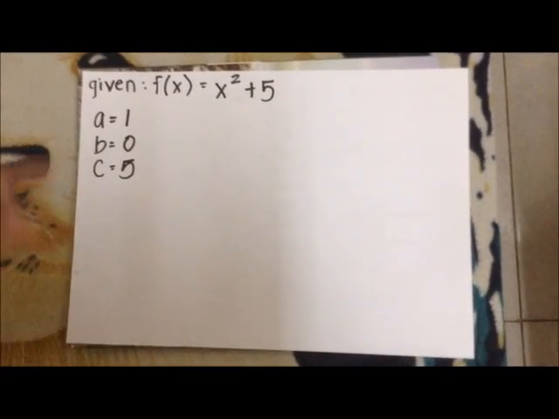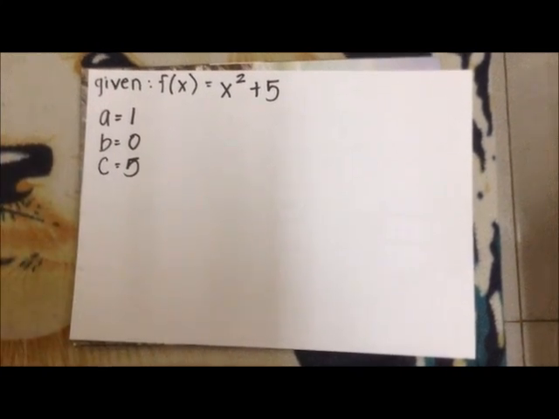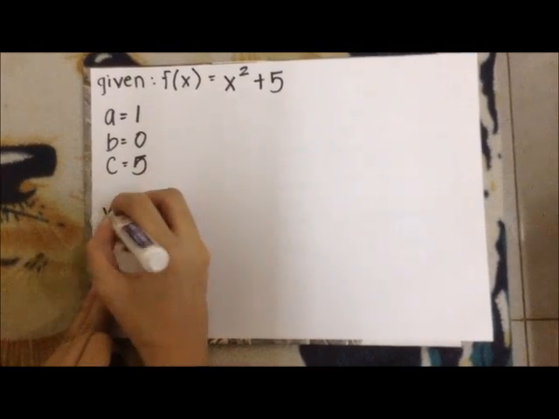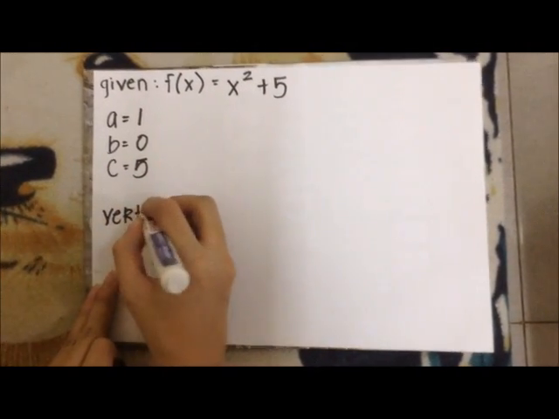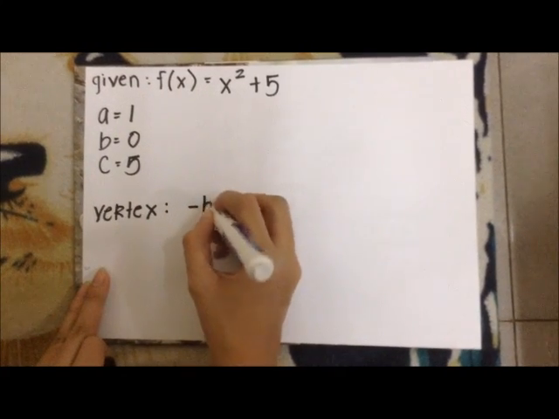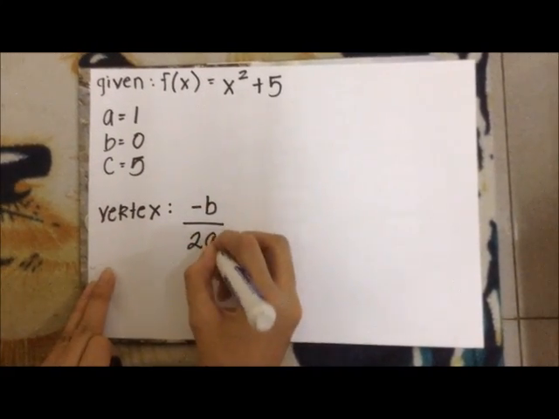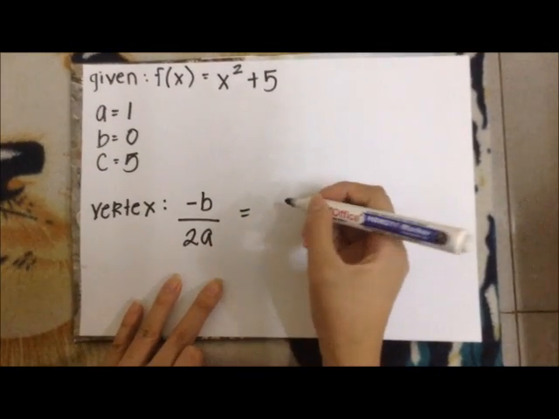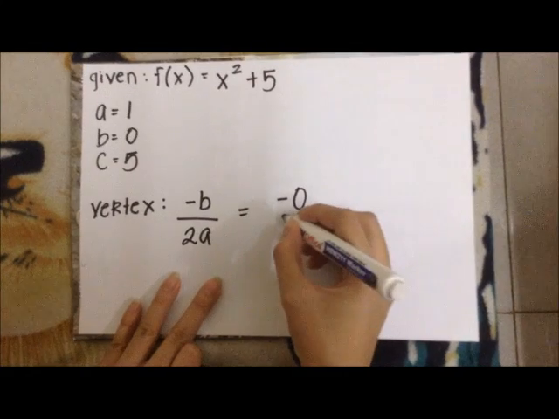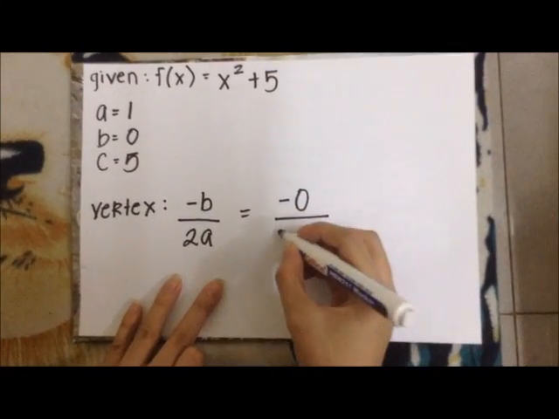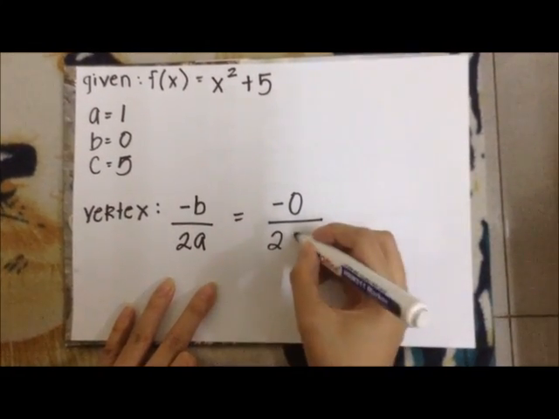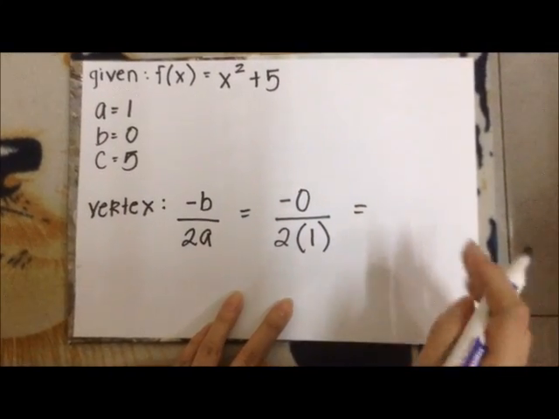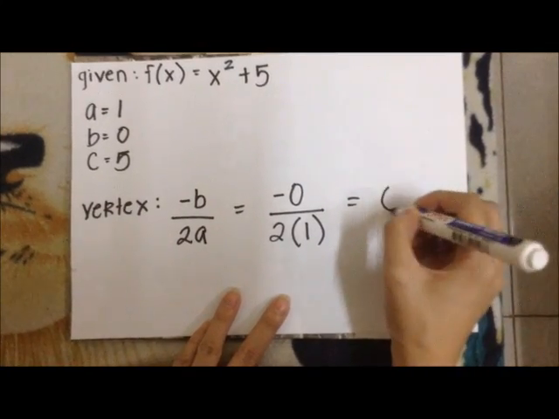Since we now have the values for a, b, and c, we can now solve for the vertex. The formula for the vertex is negative b over 2a. Then substitute the values of negative b and a. Negative b, and there is 0. 2, and then the value of a, 1. Since 0 is the numerator, this is already equal to 0.